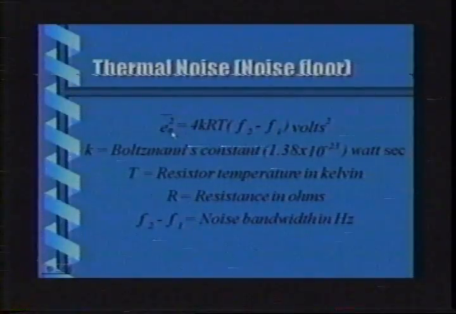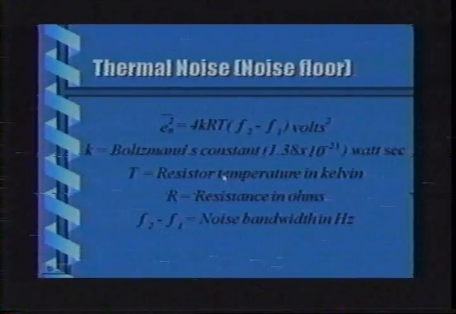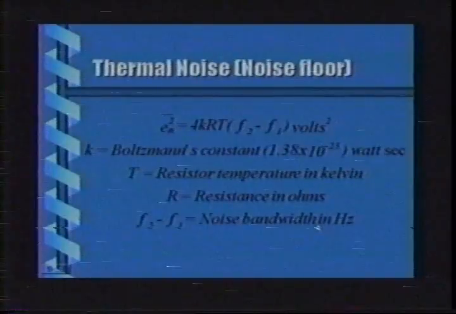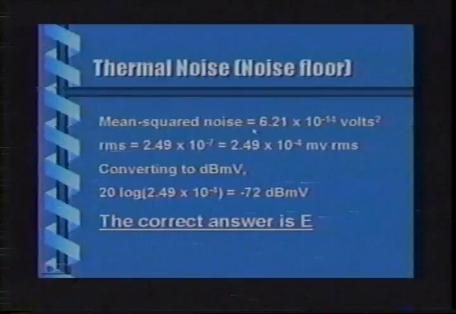Well, all we have to do is go to the equation for the mean squared noise power. That's 4kTRΔf, and the units are volts squared. We need Boltzmann's constant, we need the temperature in Kelvin, we need the resistance in ohms, and we need the noise bandwidth in hertz. Well, when we plug that in, we get a value of mean squared noise, which is 6.21 times 10 to the minus 14th volts squared.